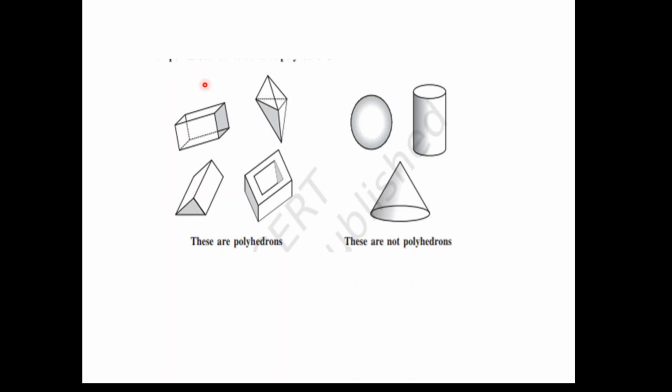Look at this first one. These are polyhedrons, and these are not polyhedrons. Why are these not polyhedrons? The second group, because some of their faces are not polygons, right? They are curved faces. But here there are no curved faces.